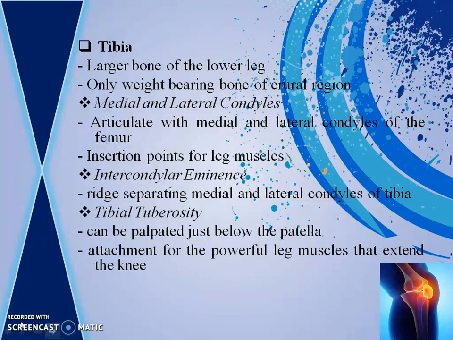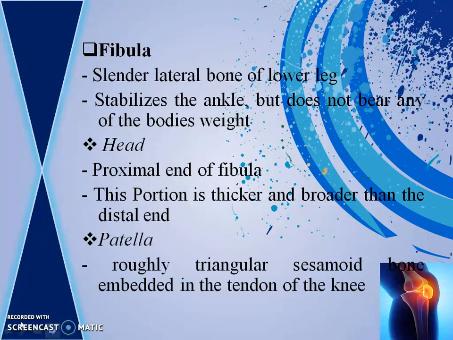Of all the long bones of the body, the tibia is the most frequently fractured and is also the most frequent site for an open fracture. The third bone of the knee joint is the fibula. The fibula is parallel and lateral to the tibia, but it is considerably smaller. Unlike the tibia, the fibula does not articulate with the femur, but it does help stabilize the ankle joint.